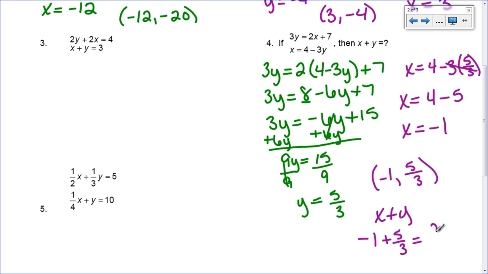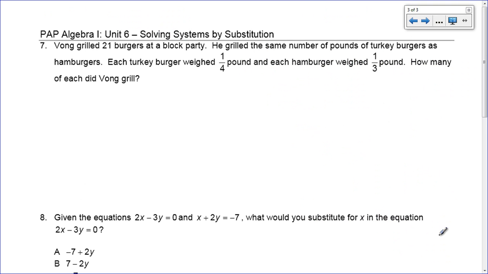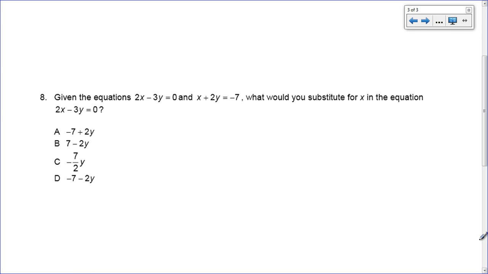If you don't want to use your calculator, then go ahead and common denominator it and do all that fun stuff, but your calculator will tell you it's 2 thirds. So that is the answer. And again, do not write it as a repeating decimal. So that is substitution. Sometimes you have to get a variable by itself, sometimes you don't. Let's look at one more problem. Look down at question number 8 on the back side of your notes.